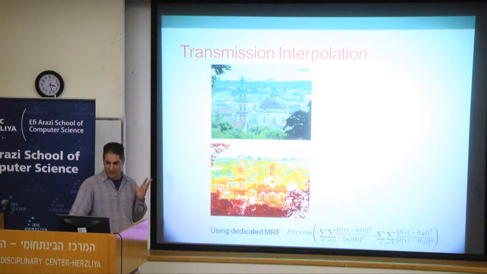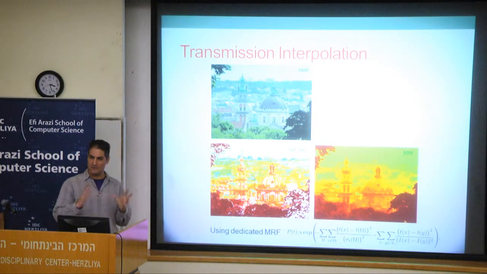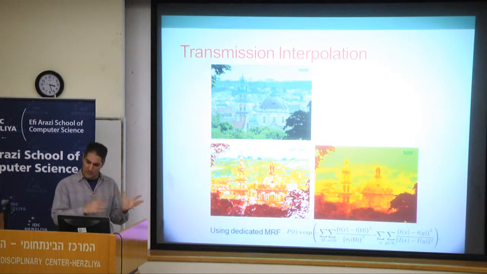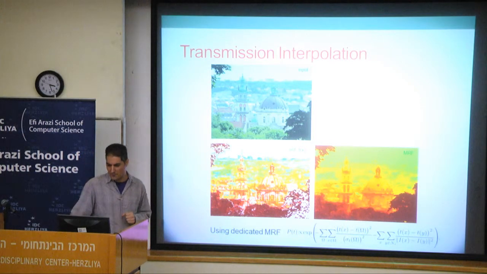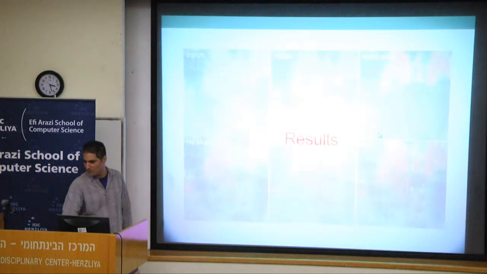So as I mentioned, given an input image, we have this partial estimation of the transmission in the image. We then interpolate it in some edge-preserving method, which is dedicated to this problem. And I urge you to look at the paper for details. And then we use that map in order to dehaze the image. So let's go to the results.